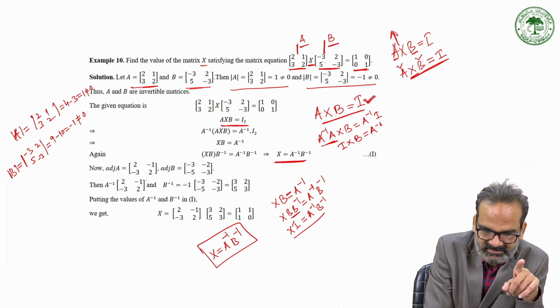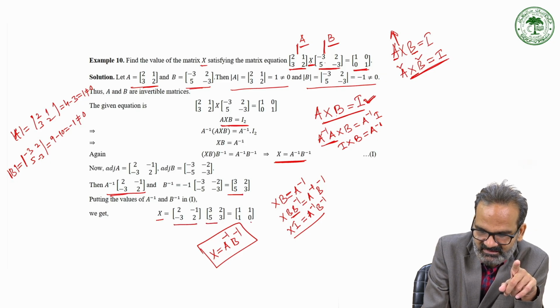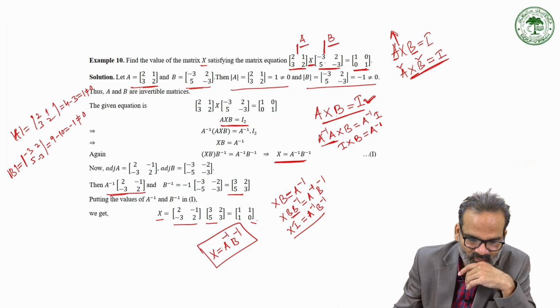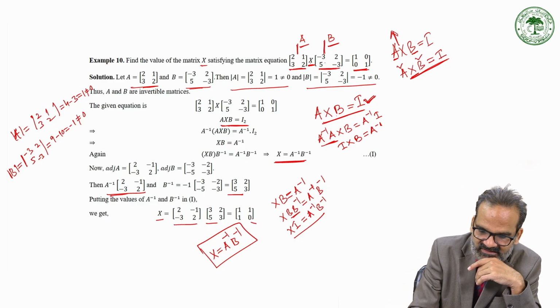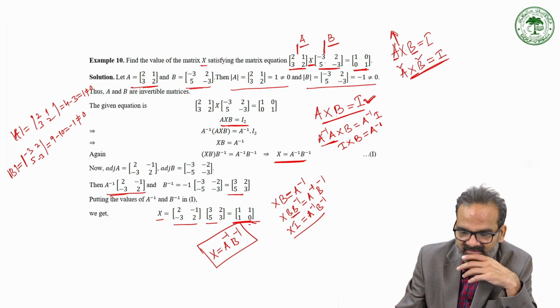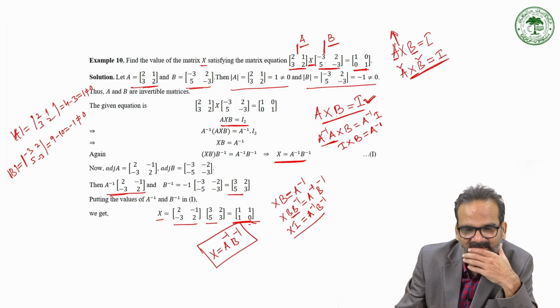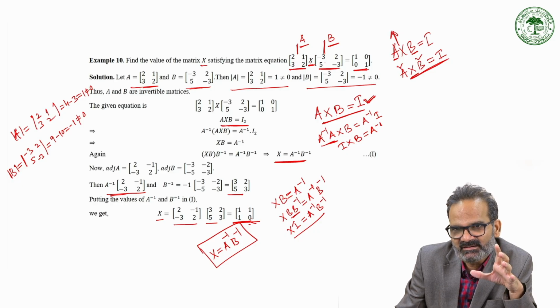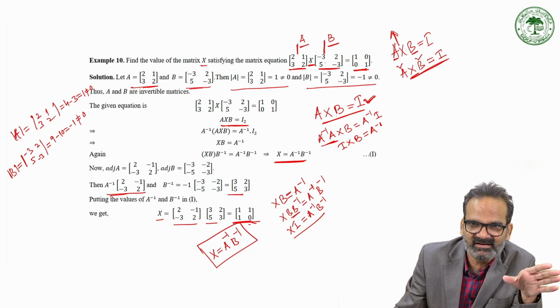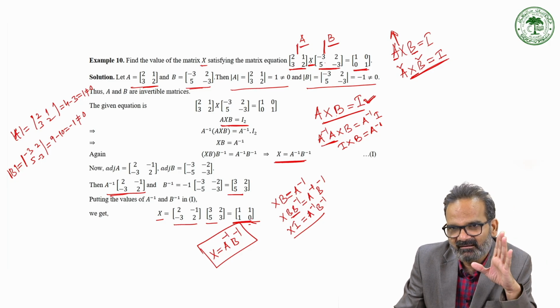Now we calculate. This is our A inverse and this is our B inverse. So X is equal to A inverse and B inverse. Finally, the value of X is coming out to be the required matrix, 1 1 1 0, right? So this is how we can use the concept of the inverse of a matrix for removing any matrix from either the left-hand side or the right-hand side.